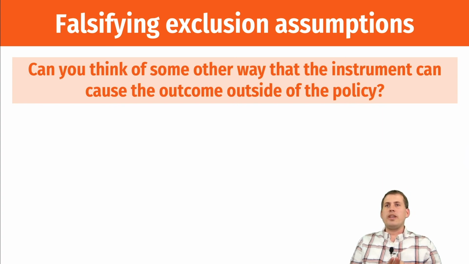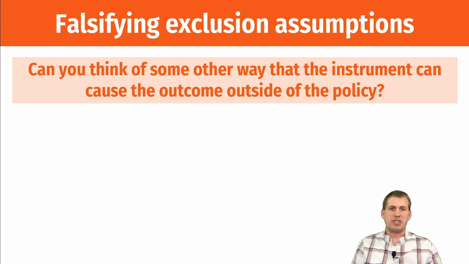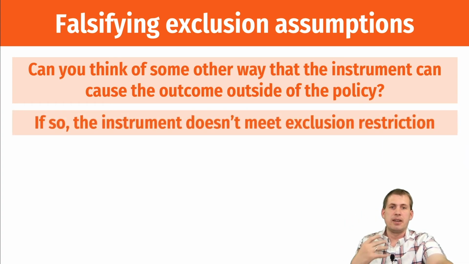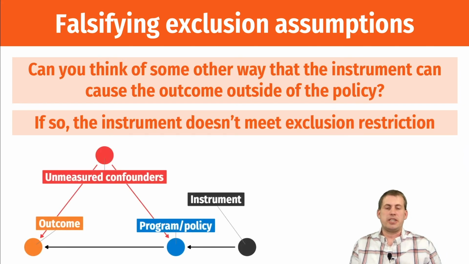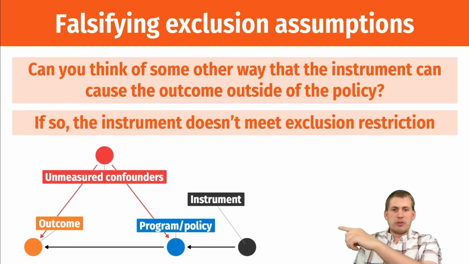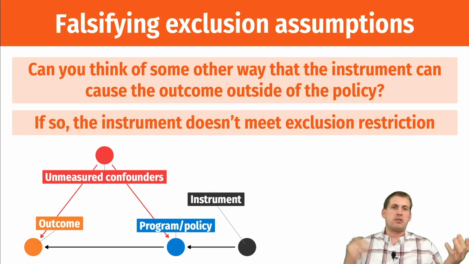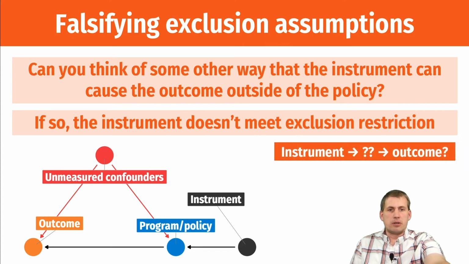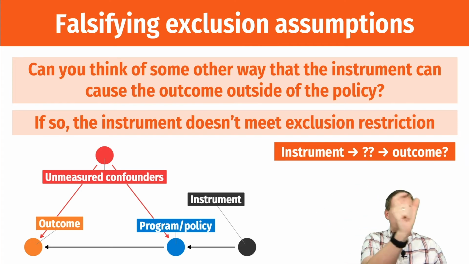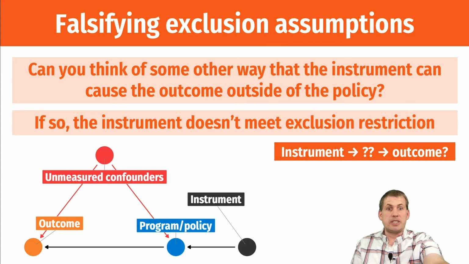So in general, the way you can check your exclusion assumptions is to think about it in DAG language again. If you can think of some other way that an instrument can cause an outcome outside of the policy, try to think of some node that you can add to the DAG that will change the causal story here. So if we go back to our DAG, if we can draw something from instrument to some other point to outcome, then that breaks our exclusion assumption. So this is the question you should go through: does going from the instrument to something else change our outcome, or lead to the same outcome?